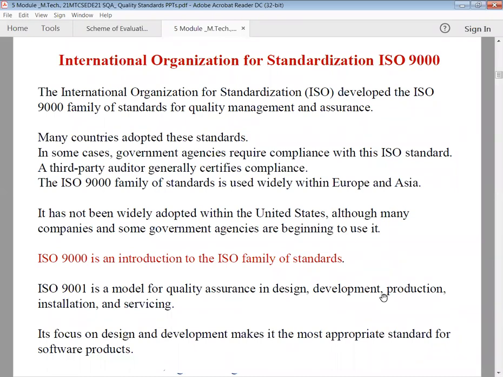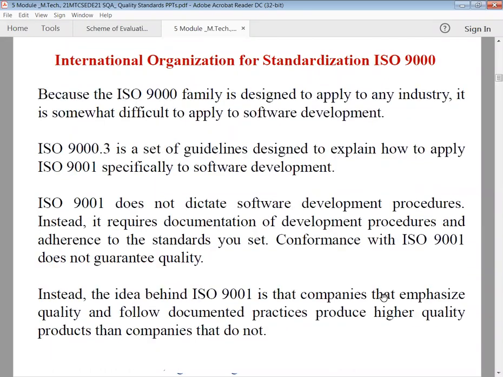Its focus on design and development makes it the most appropriate standard for software products. So in the software industry also, we are going for ISO standards. If your product is ISO standardized, ISO certified, then the brand name will automatically increase, and most people will come and purchase your software because it has its own standard.